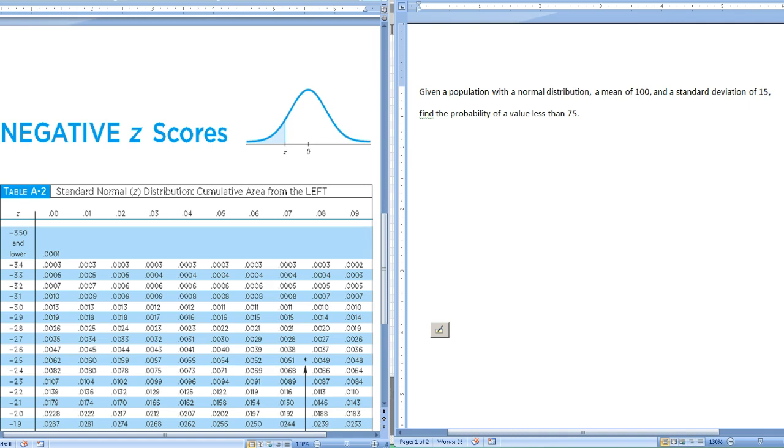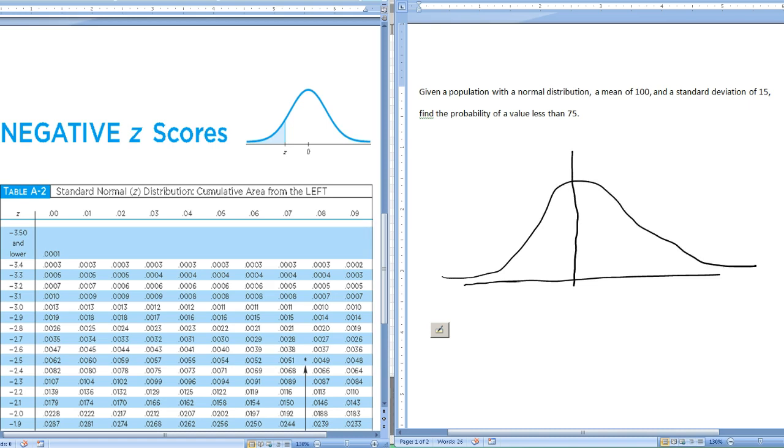So the first thing always is going to be to draw the curve. So I'm just going to sketch a curve, which is not going to be very good. And I'm going to put my mean in the middle of 100. And where's my 75 going to be? It's going to be over here on the left. And I'm interested in less than 75, so I'm interested in this over here.